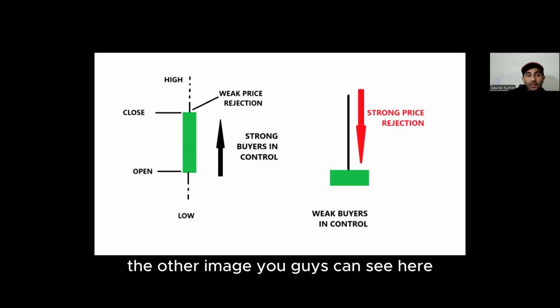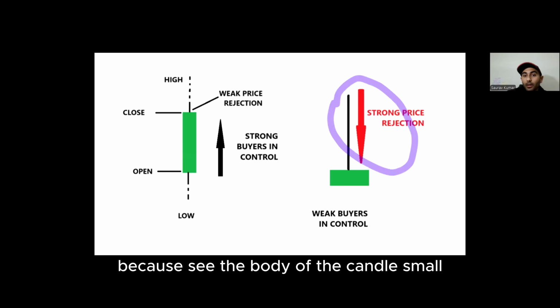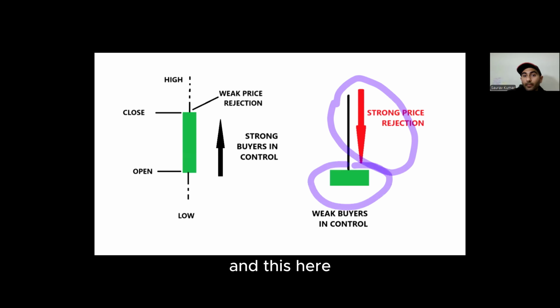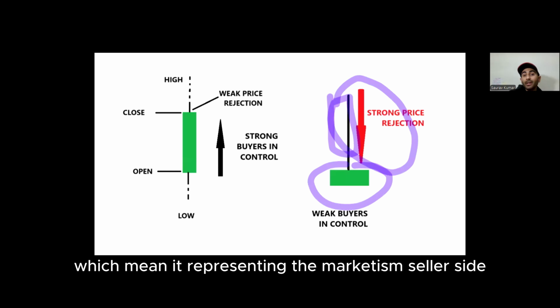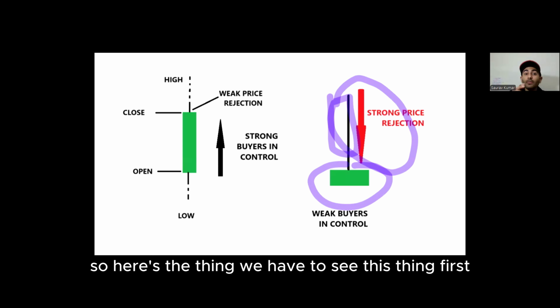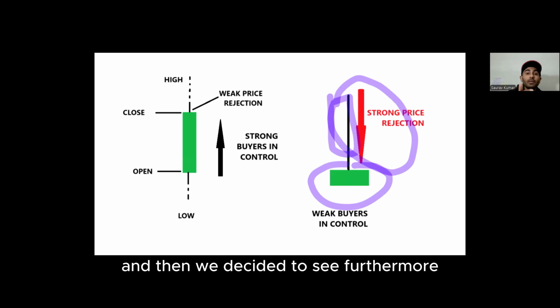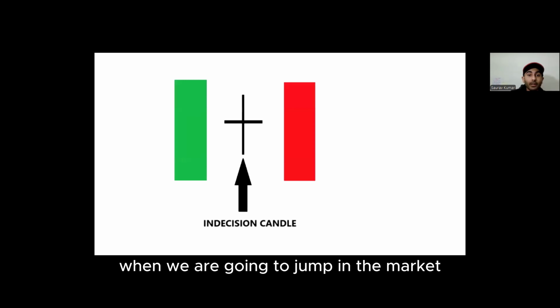In the other image you can see strong price rejection, because the body of the candle is small and the shadow is much bigger compared to the body. This means the market is on the seller side, which indicates strong price rejection. We have to see this first and then decide to look further. This is the first important thing to consider when we jump in the market.